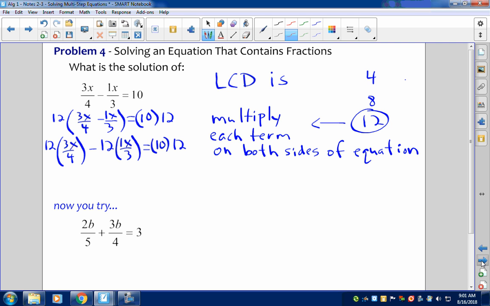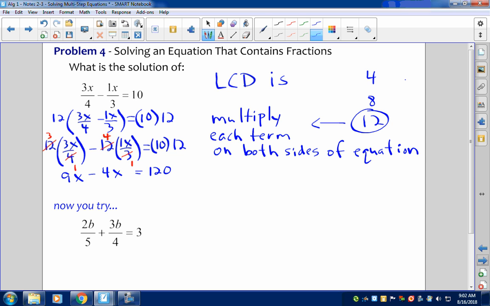Okay, so 12 and 4, 4 goes into 12 3 times, right? And then here, 12 and 3, 3 goes into 12 4 times. And so what am I left with here? 3 times 3x is 9x. And 4 times 1x is 4x equals 120.